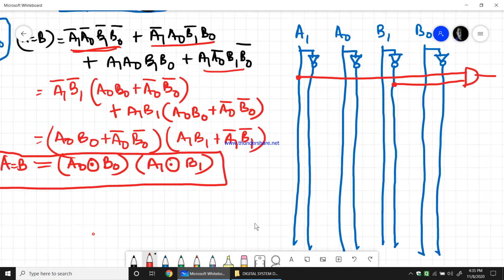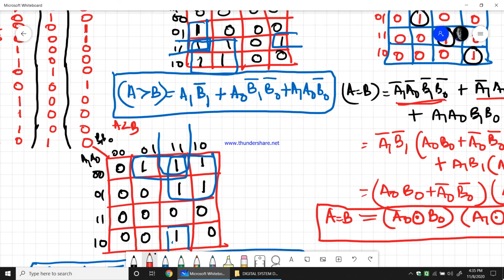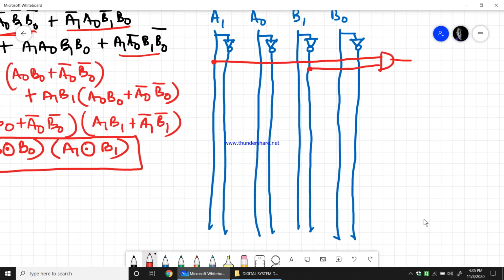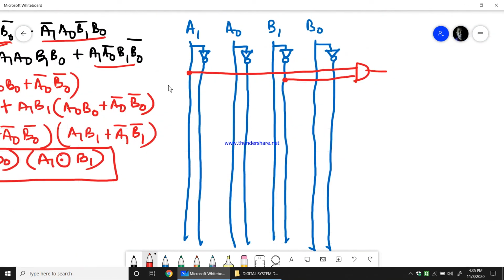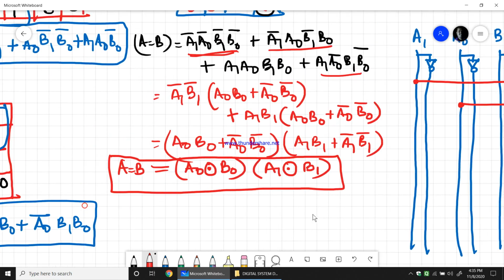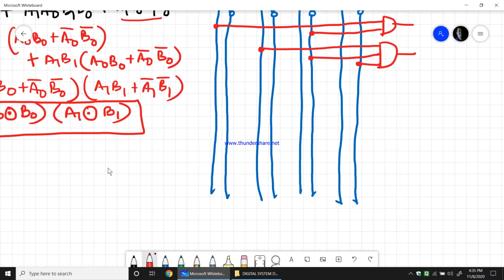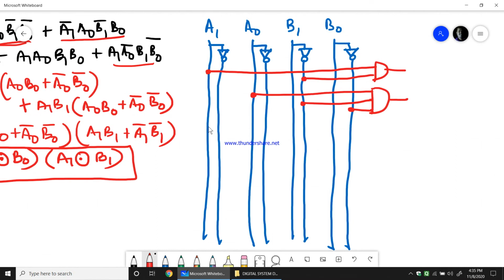Then the next expression is A0 B1 bar B0 bar. So it is A0 B1 bar B0 bar. Give it to an AND gate. And then the third expression for A greater than B is A1 A0 B0 bar. A1 A0 B0 bar.